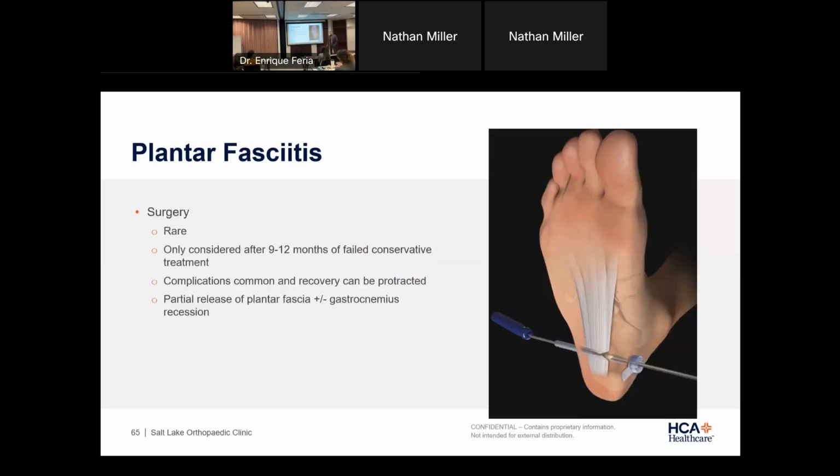Surgery, again, it's rare that you need surgery for this. It happens. I will say I don't typically consider doing surgery for plantar fasciitis unless it's been at least 9, 12 months and they failed everything else. Stretching, the shockwave therapy, and that surgery basically revolves around going in there endoscopically and partially releasing the plantar fascia.